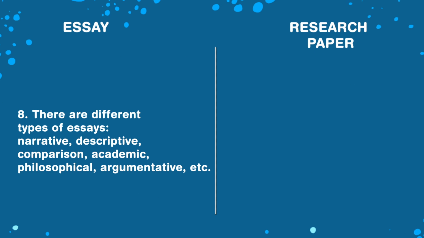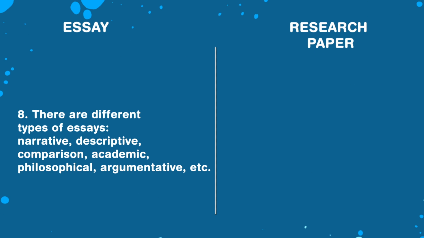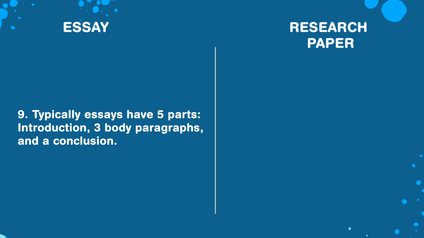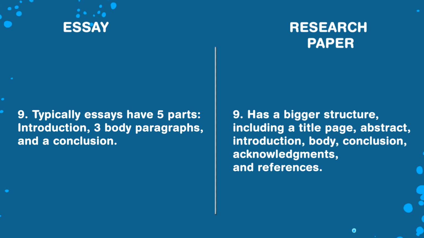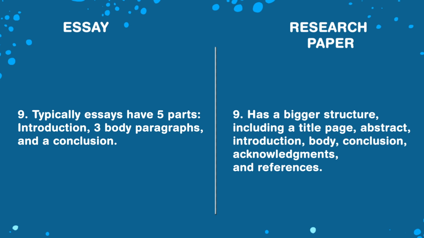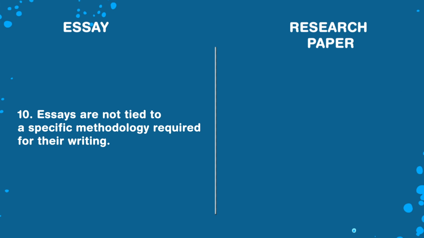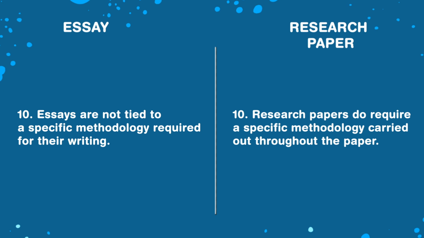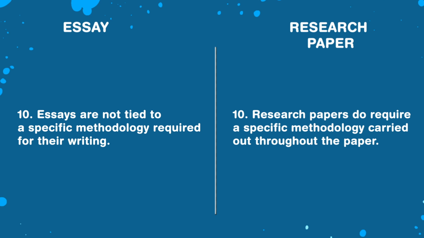There are different types of essays: narrative, descriptive, comparison, academic, philosophical, argumentative, etc. Types of research papers: cause and effect, analytical, subject-based, etc. Typically, essays have 5 parts: introduction, 3 body paragraphs, and a conclusion. Research papers have a bigger structure, including a title page, abstract, introduction, body, conclusion, acknowledgments, and references. Essays are not tied to a specific methodology required for their writing. Research papers do require a specific methodology carried out throughout the paper.